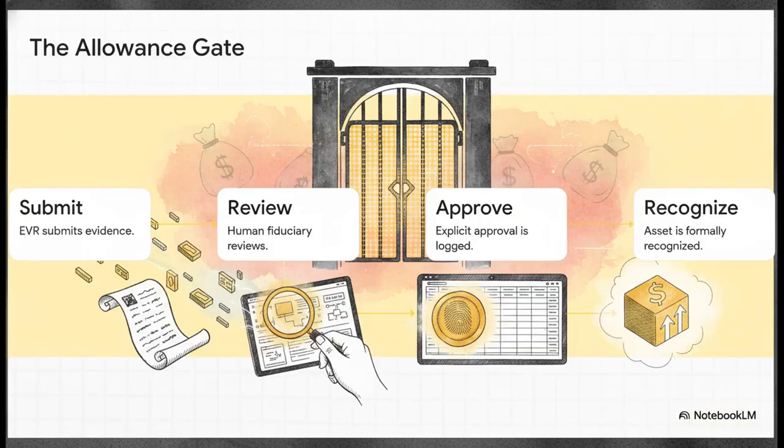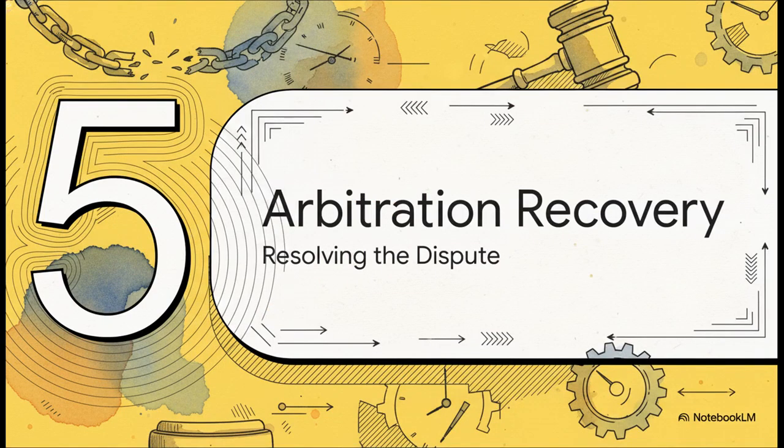But keep in mind, an EVR isn't just an automatic blank check. It has to pass through the allowance gate. This gate acts as the ultimate integrity switch. It guarantees that no phantom assets are ever created on the balance sheet without a human fiduciary explicitly reviewing the immutable evidence first. Finally, Section 5, Arbitration and Cost Recovery.